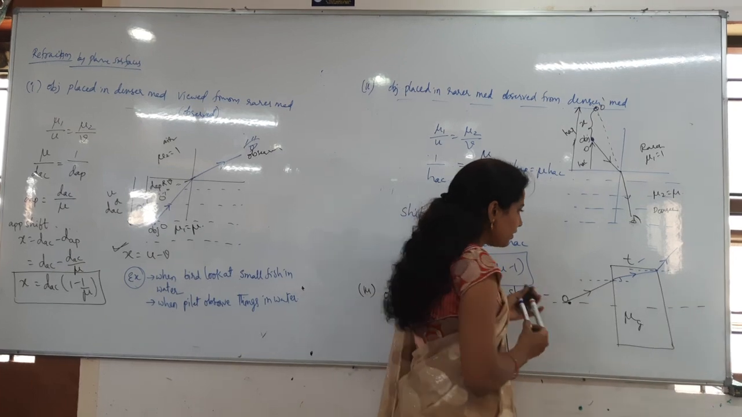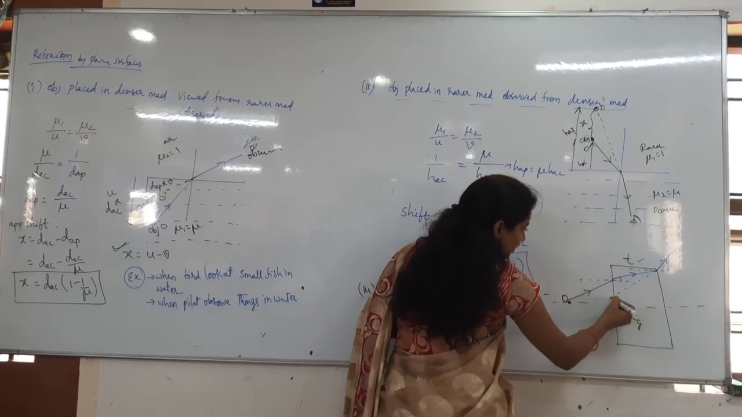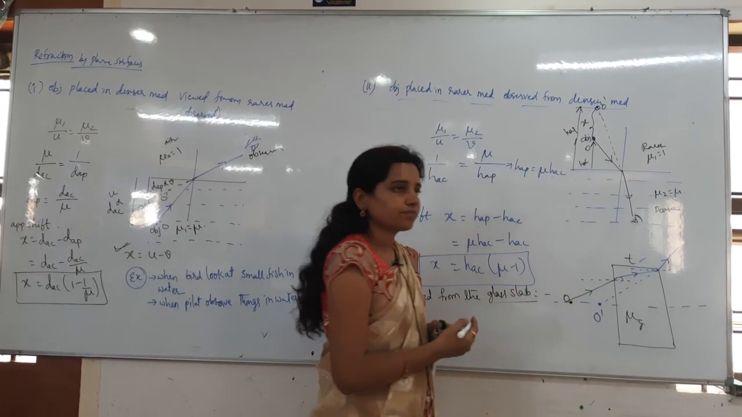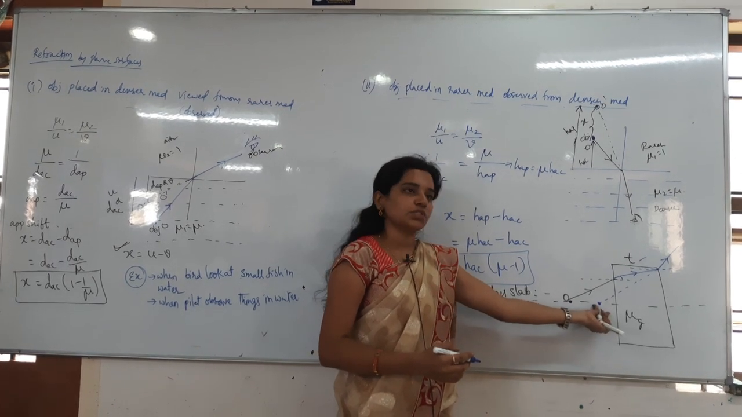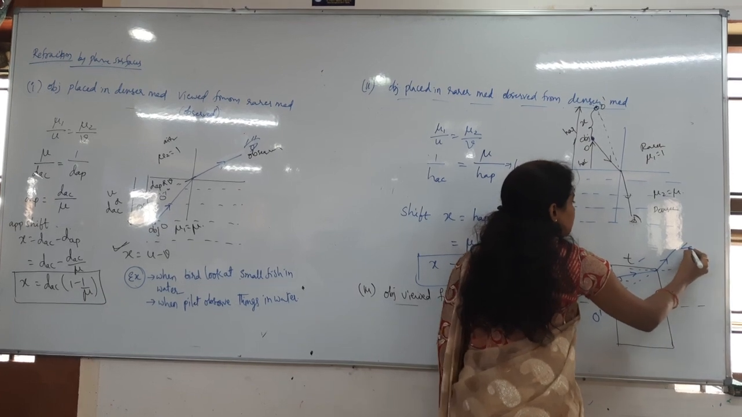Now whenever I extend this ray, here it is coming. This is O dash. Original distance was this one. Now apparent distance is this one. Clear? The observer is there here, by the way.